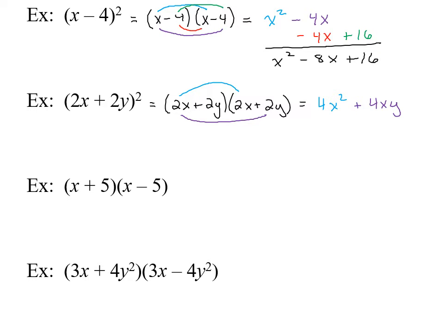And likewise, the same thing in the middle. The 2 times the 2 will give me a 4, but the x and the y are not like terms, so they do not combine together. And the last ones will give me a 4y squared. Again, notice the two terms in the middle are actually the same term. That makes a perfect square trinomial.